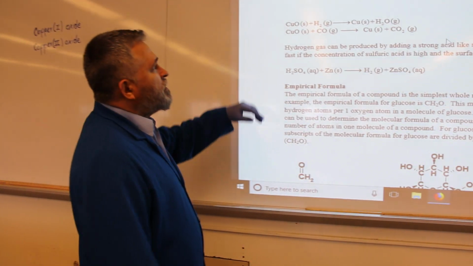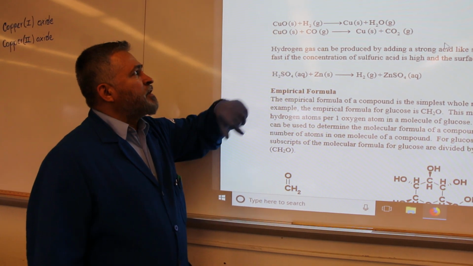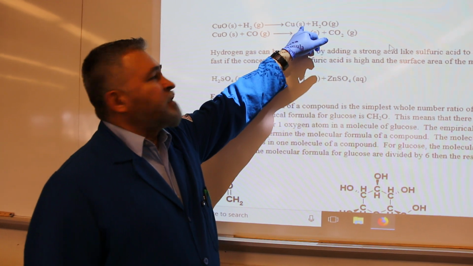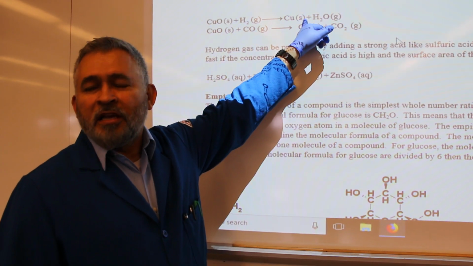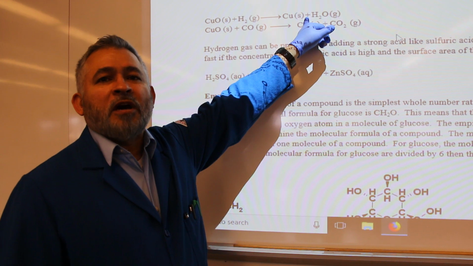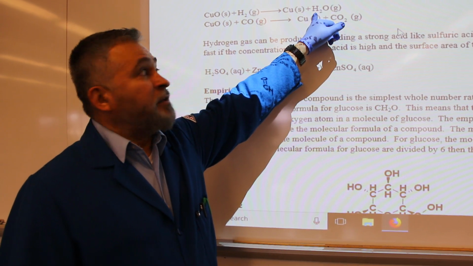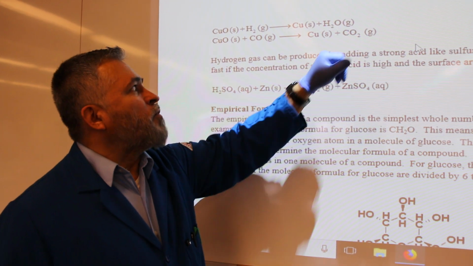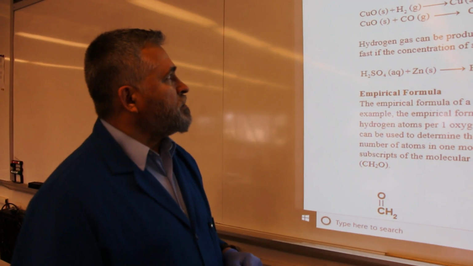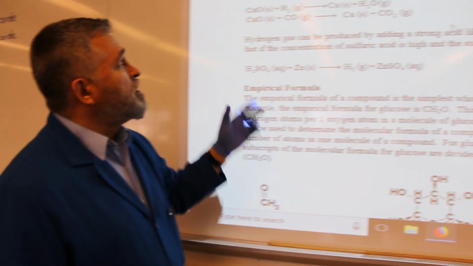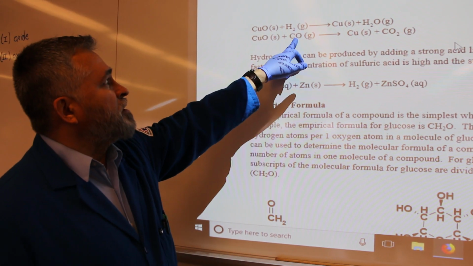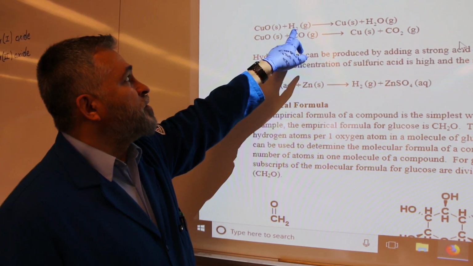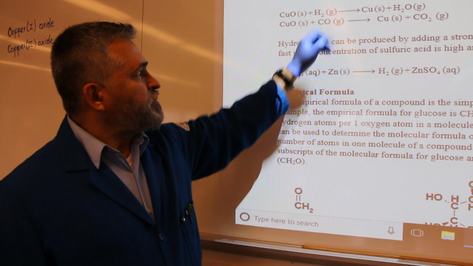We know that copper oxide reacts with hydrogen gas to form copper solid. This is pure copper solid, and we all know the color of the copper solid. Also, we will get as a byproduct water, gas. Another way to do this is using carbon monoxide. Today, we are going to do the demonstration using only hydrogen gas.